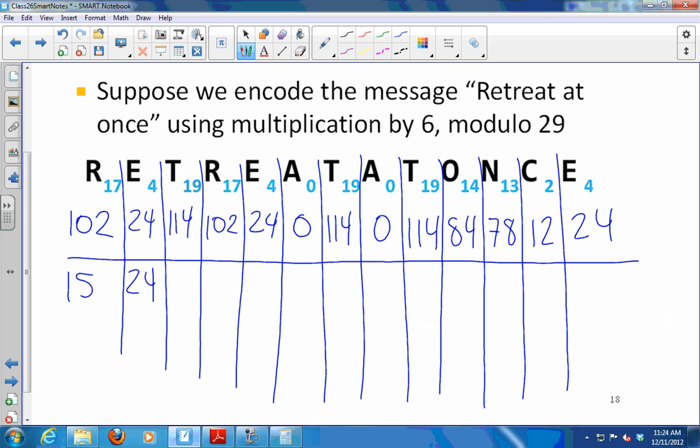24 is already the right size. It's already small enough. 27, great. And we know 102 goes to 15. 24 is small enough. 0 is small enough. 114 goes to 27. 0 stays. 27. Anybody have 84?